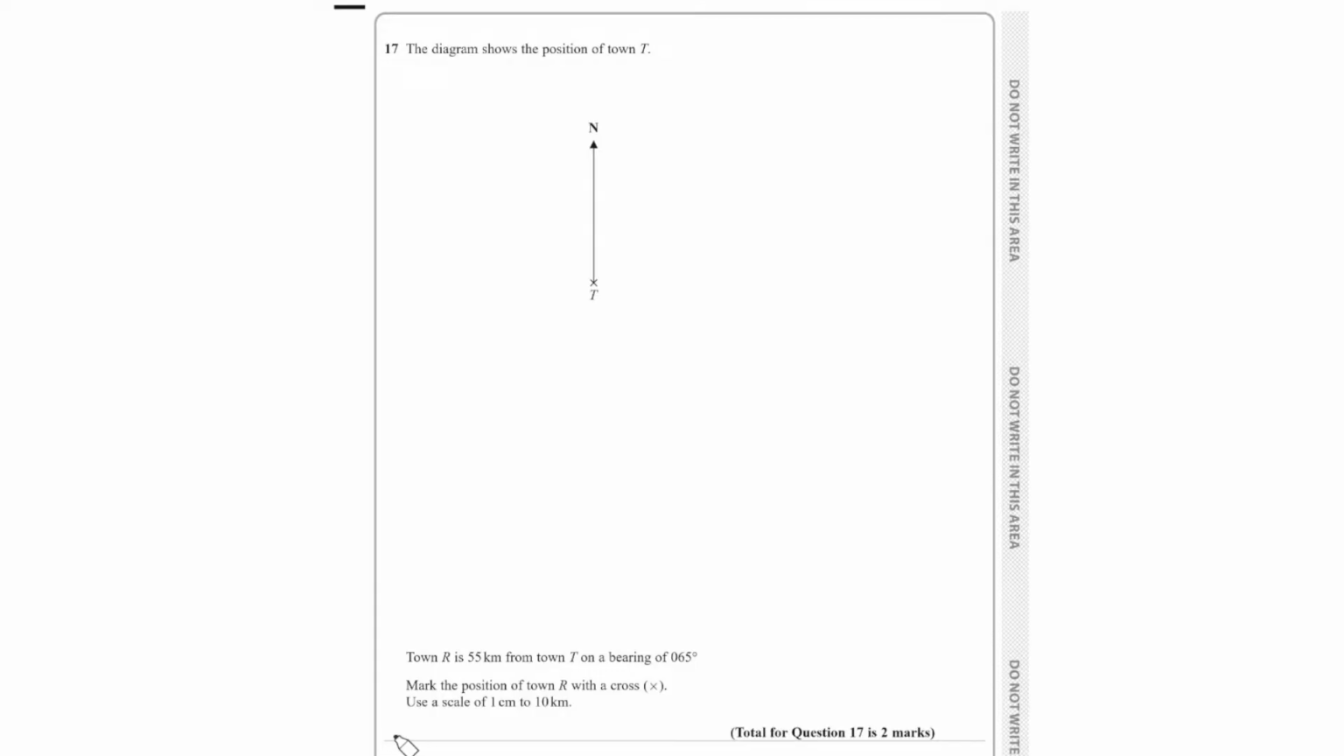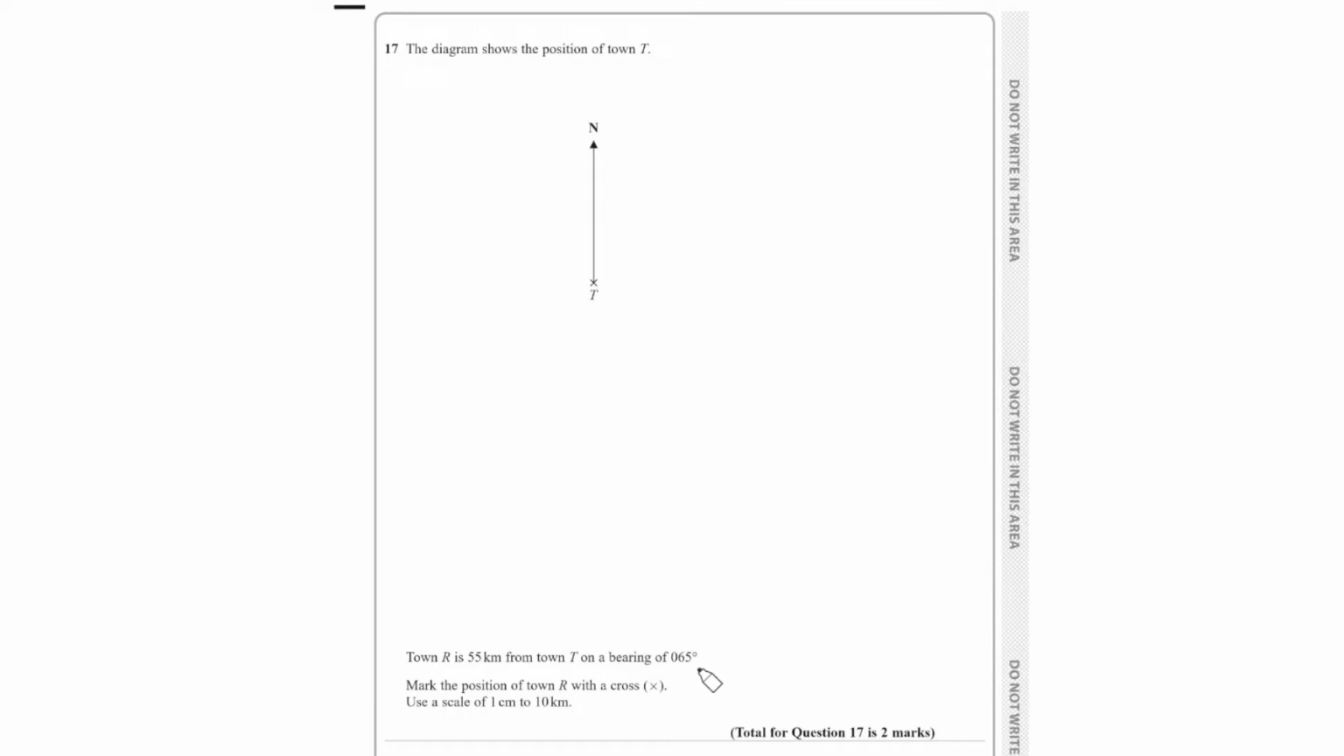Question 17, the diagram shows the position of town T. You can see here, they've obviously drawn a north line, so this is going to be something to do with bearings. Town R is 55 kilometers from town T on a bearing of 65 degrees. We need to mark the position of town R with a cross, and they've given us a scale, which is 1 centimeter in real life on your piece of paper is 10 kilometers in this scenario.